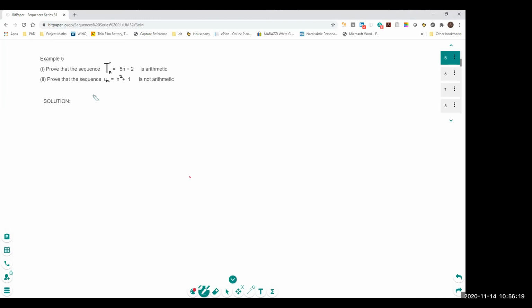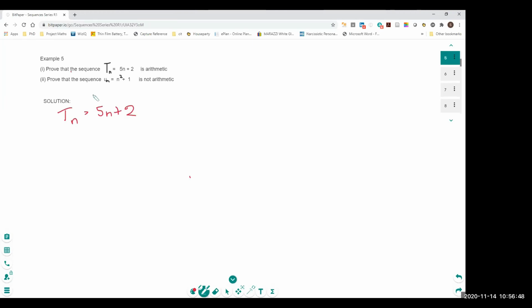As the formula for t of n is linear, you know that the sequence is arithmetic. How do we know it's linear? What does it mean by linear? The formula t of n is equal to 5n plus 2. How do we know it's linear? Because n is a single power. If it was n squared, it would be a quadratic. N cubed, it would be a cubic. But it's a linear function. But to prove it, you have to use the definition.